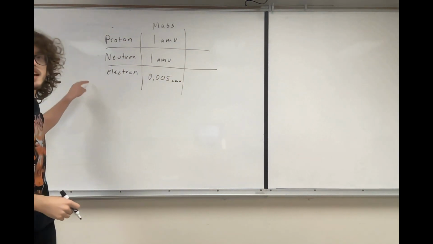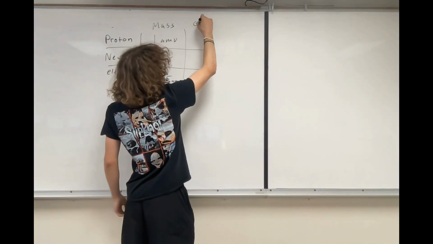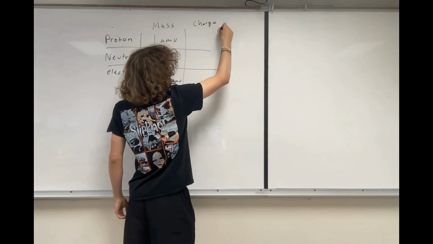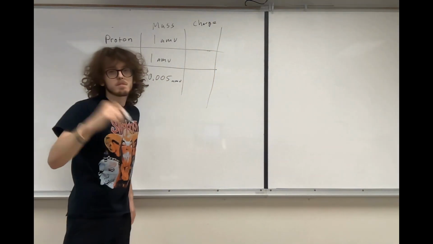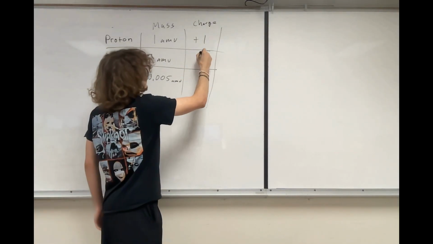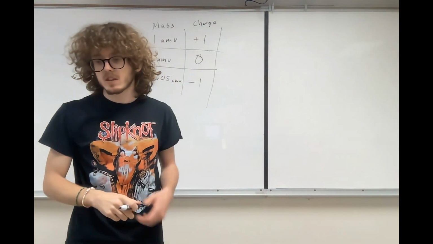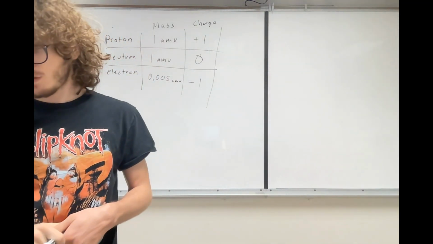Okay, so remember that the electron is only a fraction of the mass of the proton and the neutron, but when we consider charge, remember a proton has a charge of +1, a neutron has a charge of 0, and an electron has a charge of -1. So keep that in mind. That's going to be important in our future talks here.